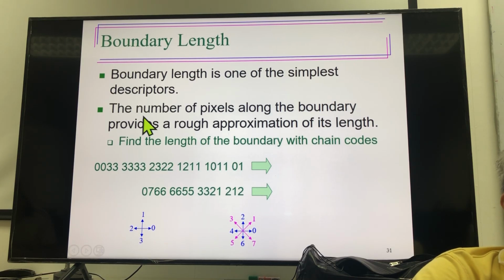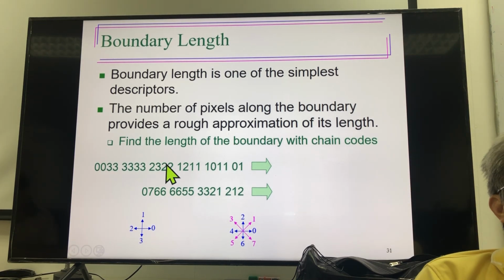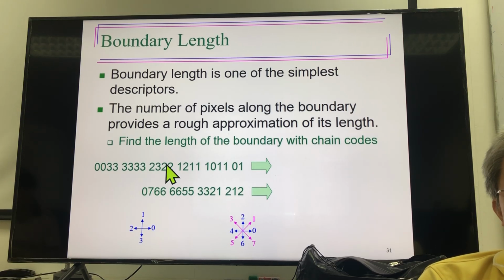Okay, the number of pixels along the boundary provides the approximation of the length. For example, suppose you got the chain code 0033002. Remember, the chain code tells us the direction that it's going, right? So, how do you measure the boundary of the chain code?